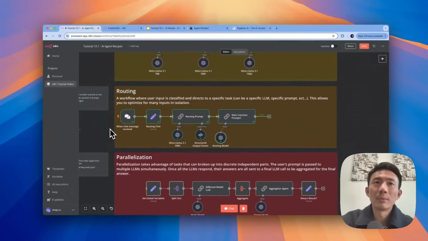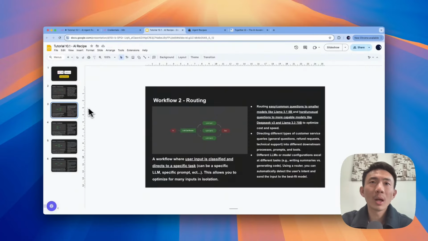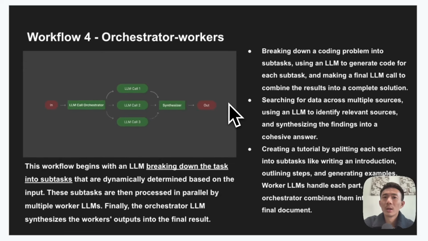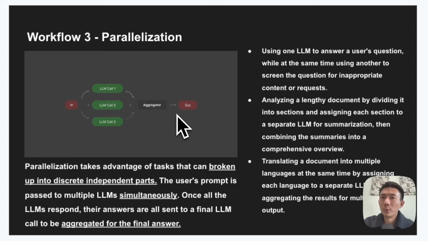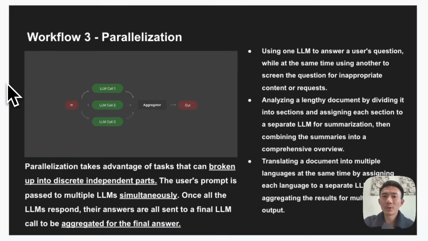After talking about the second workflow, routing, let's talk about the third one. For the third workflow, it is called parallelization. So basically, it means that we will break down the tasks into different independent parts, so the user prompt will be passed to multiple LLMs simultaneously. That's the keyword, simultaneously. Once all the LLMs respond, the answers will all be sent to a final LLM to be aggregated for the final answer. All right.